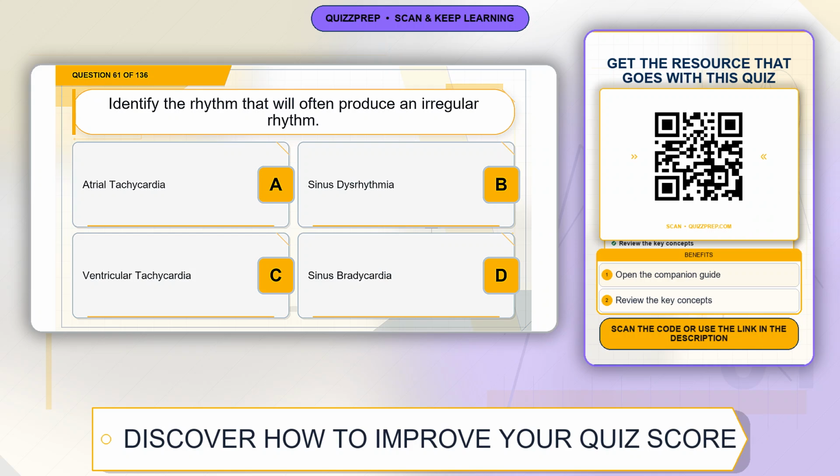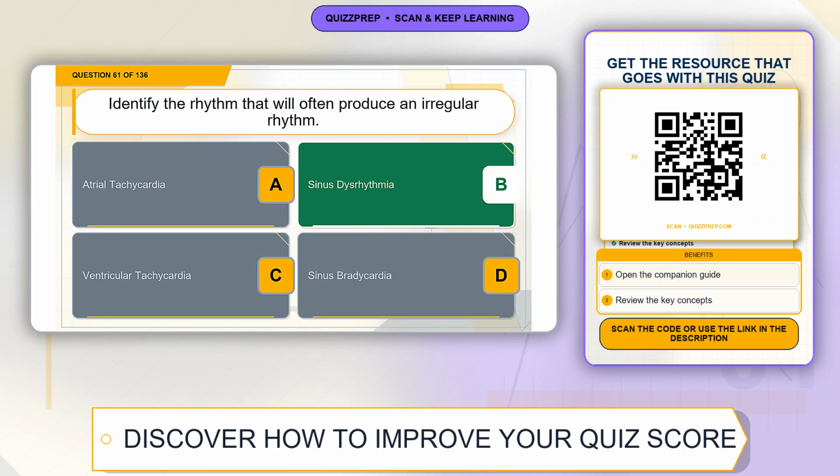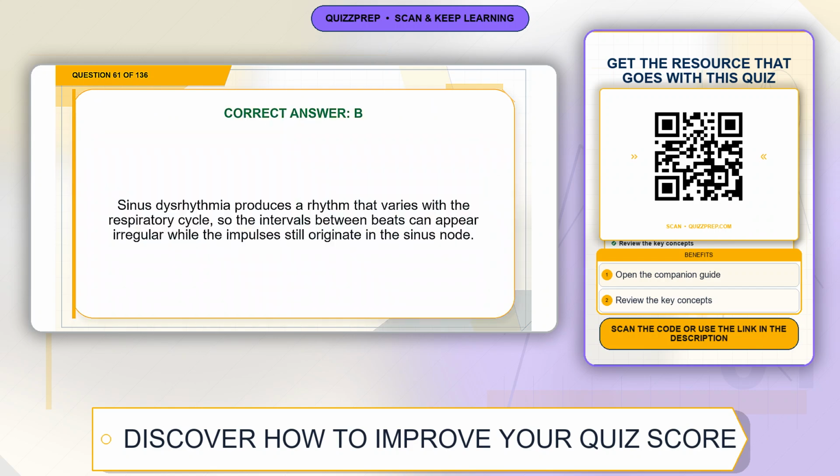Question 61. Identify the rhythm that will often produce an irregular rhythm. Option A, atrial tachycardia. Option B, sinus dysrhythmia. Option C, ventricular tachycardia. Option D, sinus bradycardia. The correct answer is option B, sinus dysrhythmia. Explanation: sinus dysrhythmia produces a rhythm that varies with the respiratory cycle, so the intervals between beats can appear irregular while the impulses still originate in the sinus node.